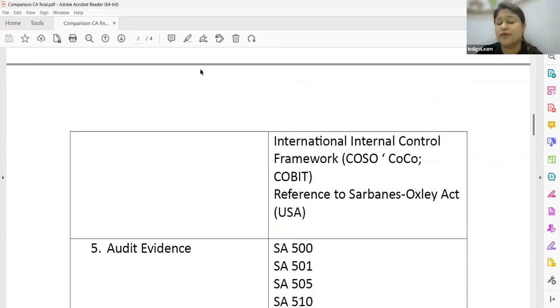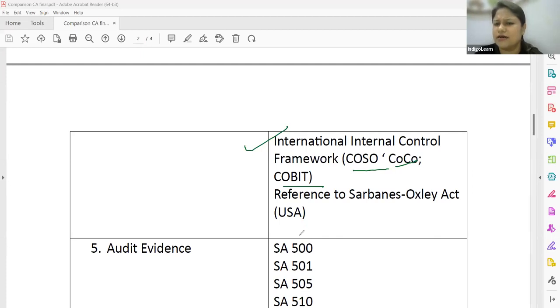One very interesting part which has been introduced is about international internal control framework. So like we have COSO, we have COCO and COBIT. These are all international standards on internal control policies and procedures. So this international framework has got introduced to you. These are all the policies, procedures adopted internationally, about which you're going to get an introduction.